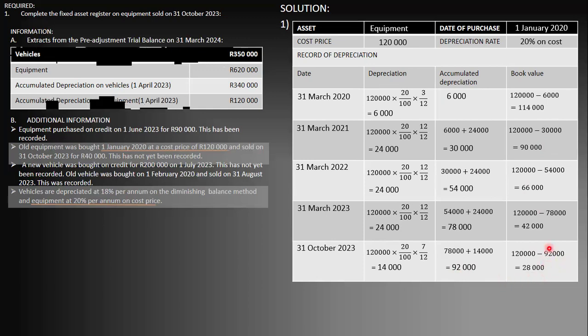Right? So this book value will help us to know if we sold the machine at a loss or we sold the machine at a profit. If we sell it at this value, there's no loss, there's no profit. But if we sell it at a value which is above this, we have a profit. And if we sell it at a value which is below this, it's a loss, right? So that's how we do the fixed asset register on equipment. And this is how we do these calculations.